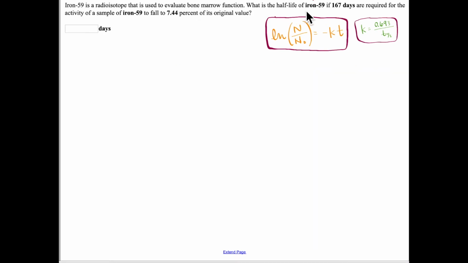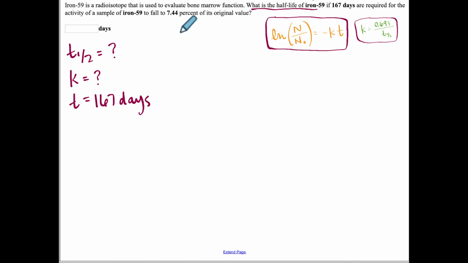In this problem, it's asking us to find the half-life. In order to do that, we're going to have to solve for K, because our equation has half-life and it needs rate constant. It tells us that the time is 167 days and that our sample is going to be 7.44% of its original value. Again, since we're dealing with percent, let's make the original value a 100 and the current value 7.44. And these units could be grams or milligrams, whatever we want them to be.